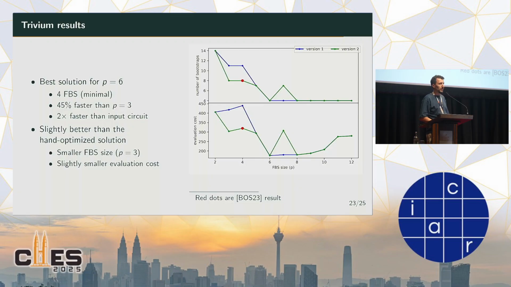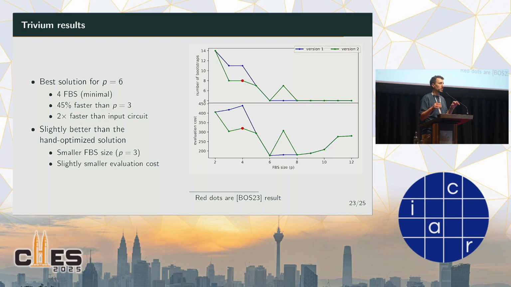Because it's the heuristic greediness. Because when you have a large plaintext space size, it's a greedy heuristic, so it will try to bootstrap the inputs later. So this can make decisions which are worse.